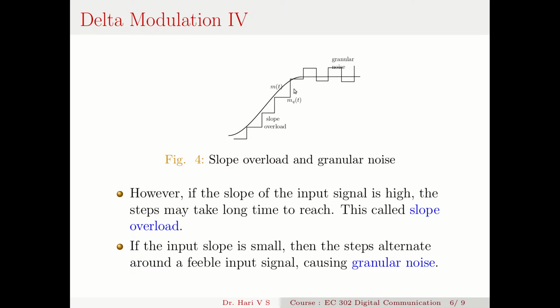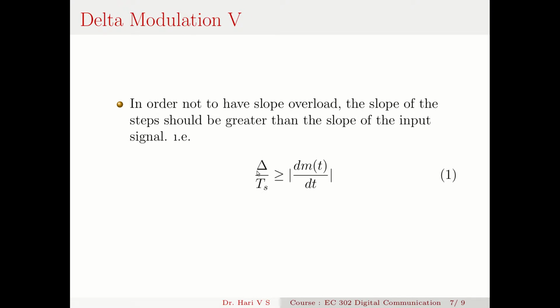I can encounter another problem if the input remains flat for some time. What happens is these steps oscillate around this signal value. That results in something called granular noise. So if the input slope is small, then the steps alternate around a feeble input signal, causing granular noise. But you can overcome the slope overload error by proper choosing of this delta.